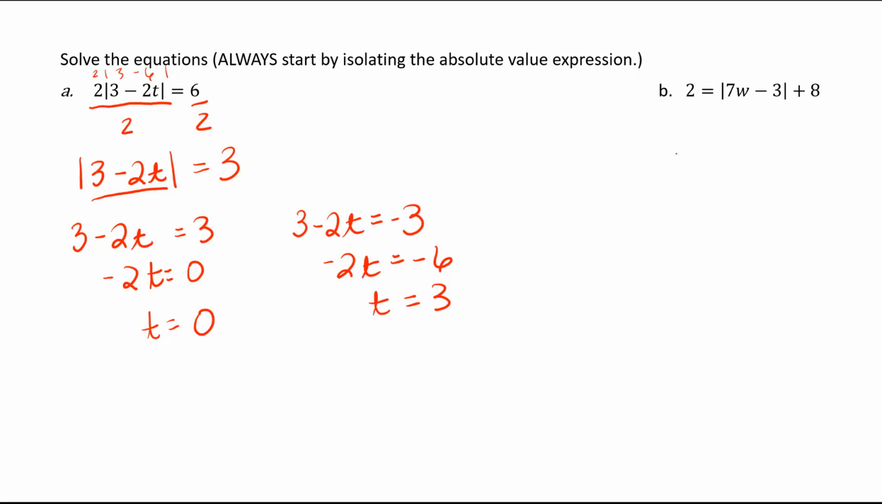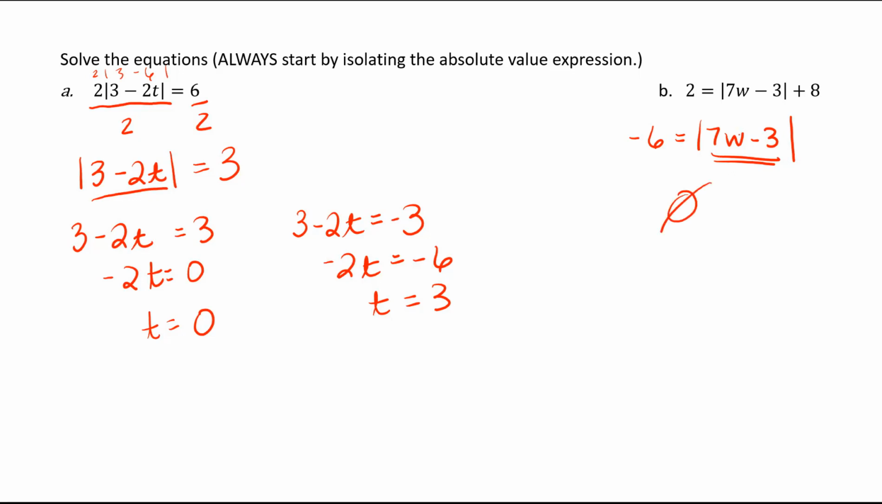All right, so looking at B here, first thing we have to do again is isolate the absolute value. So we're going to subtract 8 on both sides, and we'll have negative 6 equals the absolute value of 7w minus 3. That's impossible. Anything you put in here for w, when you take the absolute value of it, it's going to be a positive number. It can't equal negative 6. So this would be the empty set. No such thing, no solution.